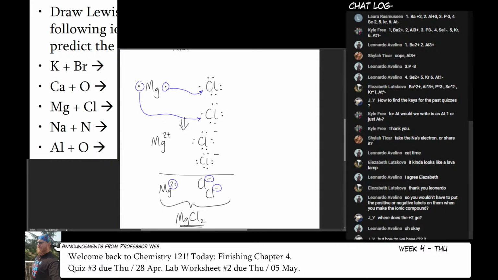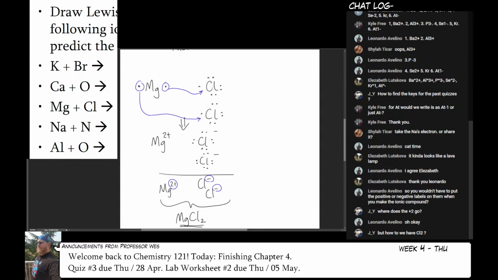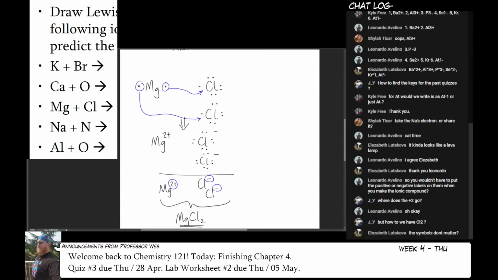Now, we're simplifying this when I say that. Remember that ions form in an ionic lattice, so you're going to have a giant array of these extending in all directions that makes those cubes that we saw in Chapter 3. But for our purposes, this is the simple formula that you can copy and paste to make that.